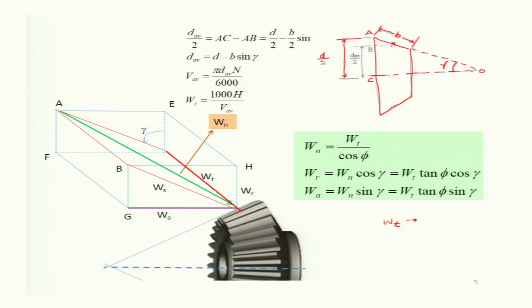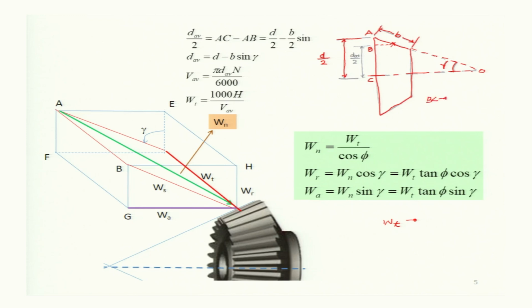So, AC is D divided by 2. Now, we have to find this BC, this is the mid plane, and if a perpendicular is dropped from the mid plane on the line AC, then it is intersecting at B. So, the mean radius or the average radius of this pitch cone is given by this BC.